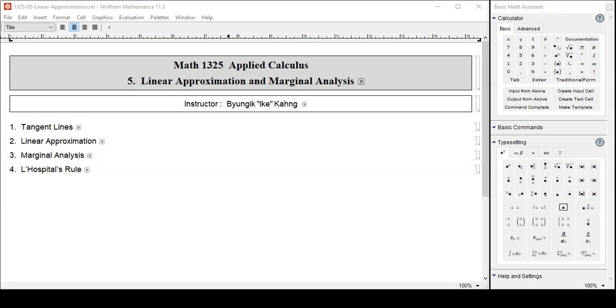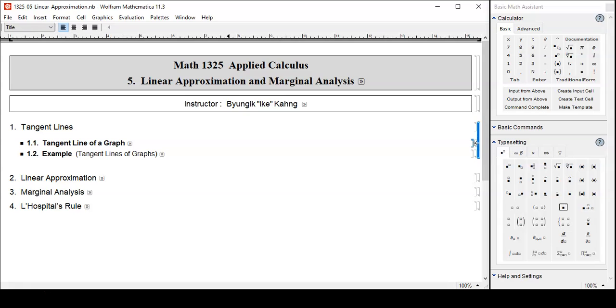Hello students, let's begin lesson 5, linear approximation and marginal analysis. The theory of linear approximation depends heavily upon the tangent line. Actually, that's the starting point. Now, how did we study the tangent line?